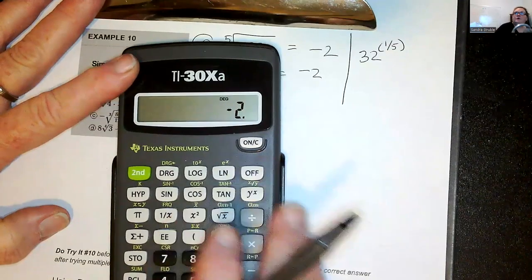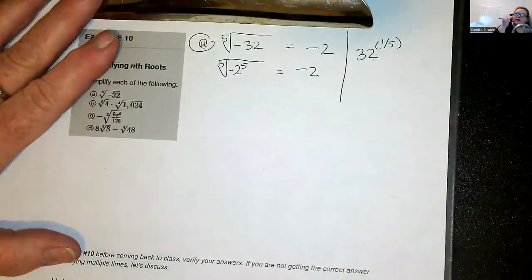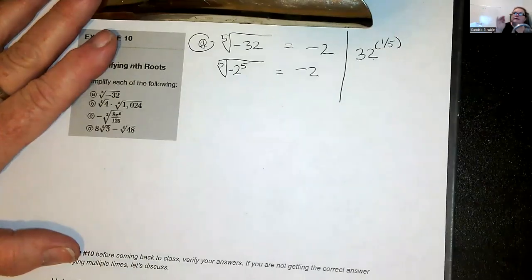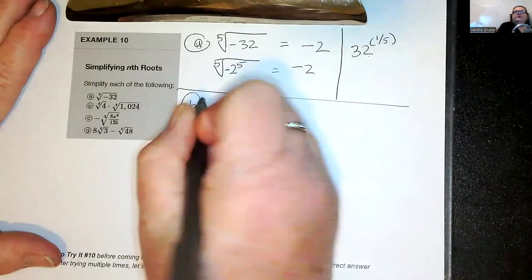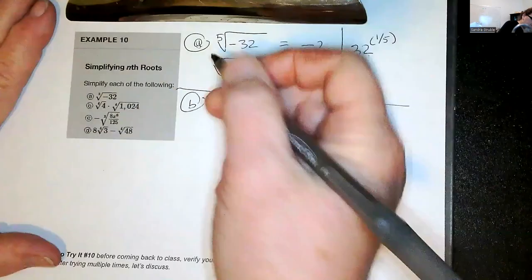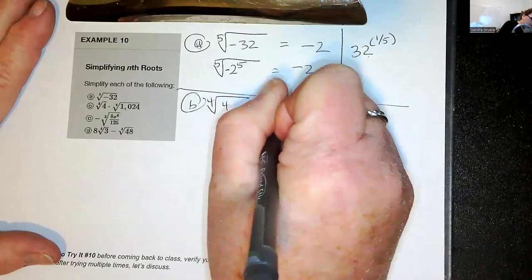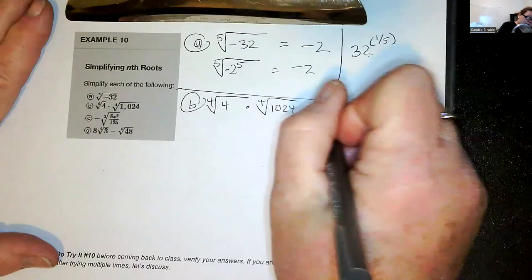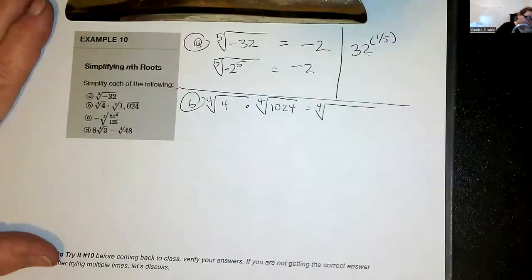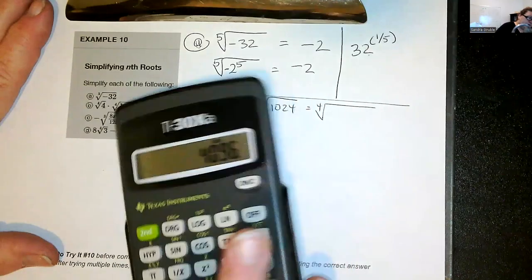So I'm going to write 32, caret, or y to the x, whatever you've got on your calculator, open parenthesis, power over root, close parenthesis, equals. All right. Let's look at B. We've got the 4th root of 4 times the 4th root of 1024. Well, the first thing I'm going to do is multiply what's underneath the radicals and get the 4th root of 1024 times 4, which is 4096.